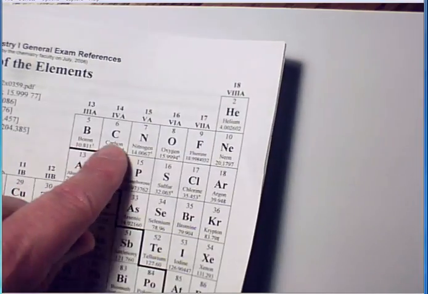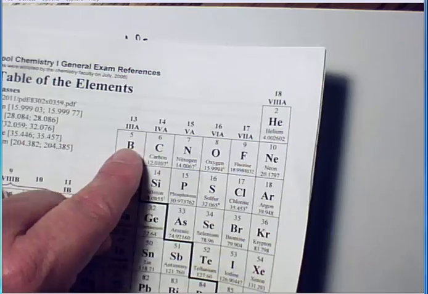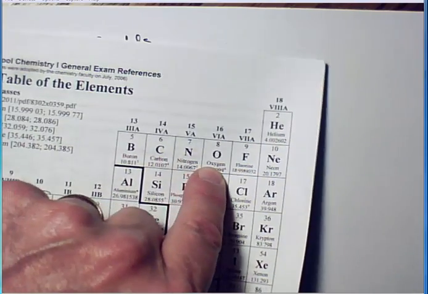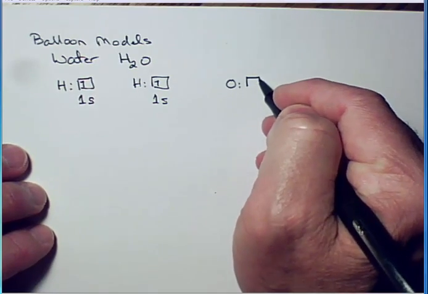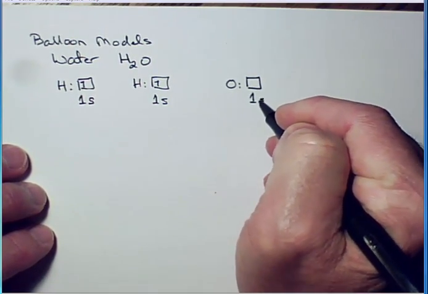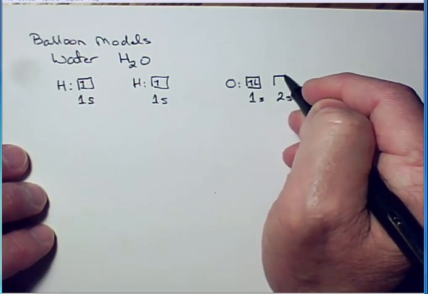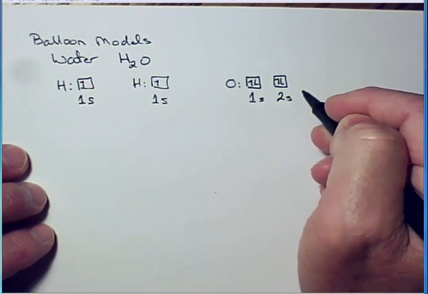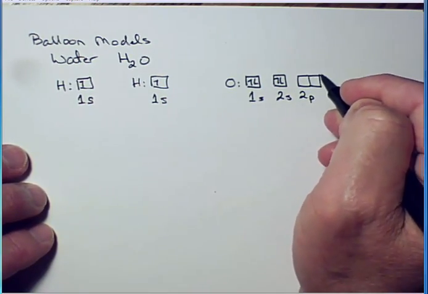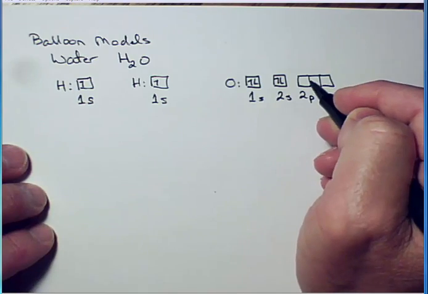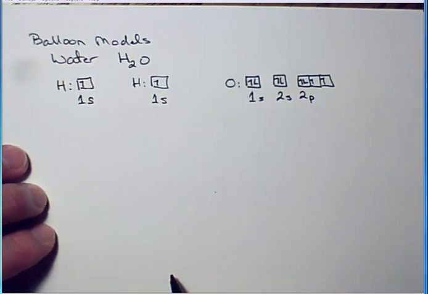Okay, and then over here where oxygen is, this is the P sublevel region. So over here we're putting 1, 2, 3, 4 electrons into P. So here's 1s, and there are two electrons, and then 2s, and two electrons, then 2p. And we need 4 electrons, 1, 2, 3, 4.